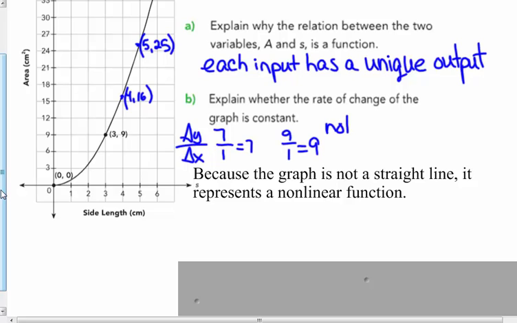It's not constant. And yes, it's not constant because it's not linear. Because the graph is not a straight line, it represents a nonlinear function. In fact, this is a quadratic function. The graph looks like a parabola. You'll see that a lot next year.